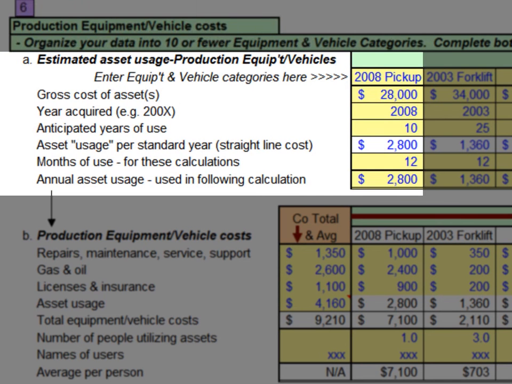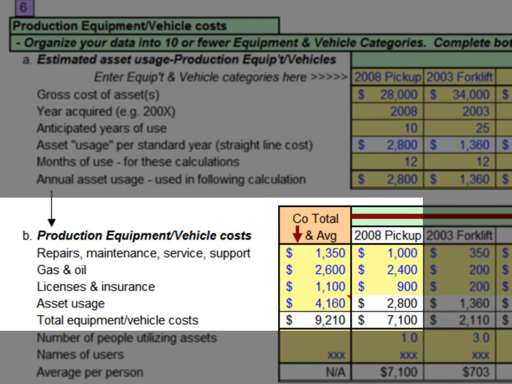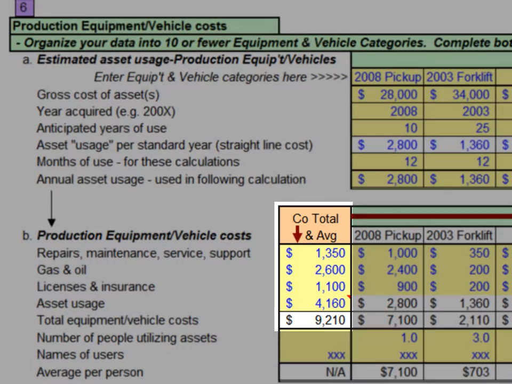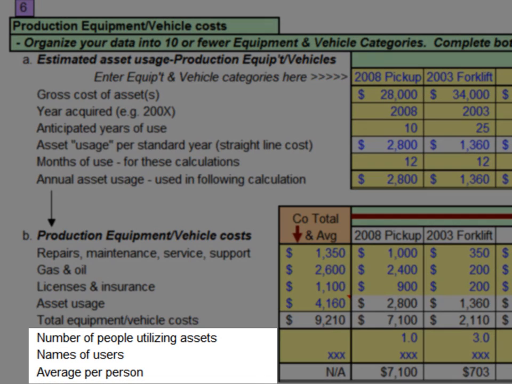In the area labeled A, we help you determine estimated annual usage costs, and in Area B, we help you accumulate estimated annual operating and maintenance costs for each asset or category. If you haven't previously tracked these costs in a detailed manner, you can enter company totals. You then determine which employees utilize these assets to obtain the appropriate costs for individual employees.